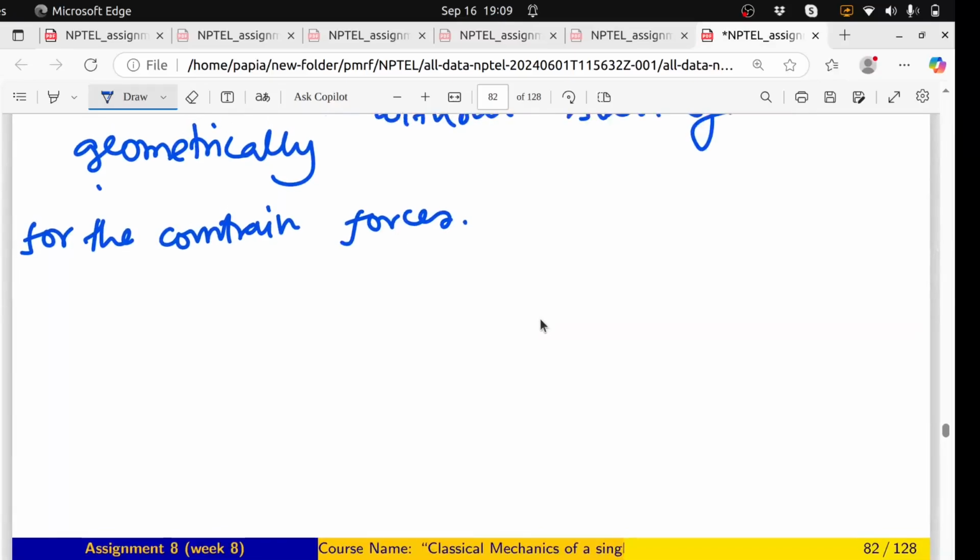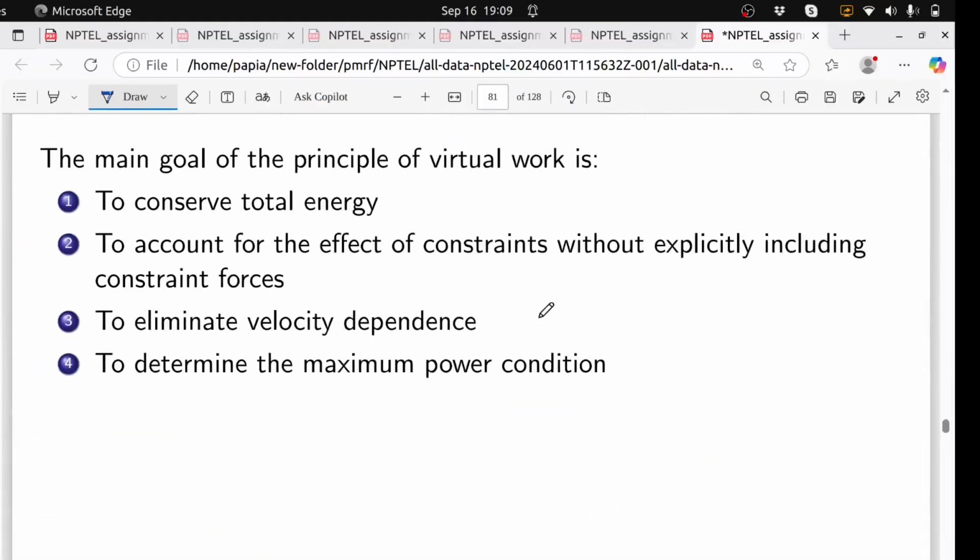That is the main aim, because we don't want to take care of the constraint forces in our equation of motion. So that's why we introduce the principle of virtual work. The main goal of the principle of virtual work is that it accounts for the constraints geometrically without solving for the constraint forces. So the correct option will be to account for the effect of constraints without explicitly including constraint forces. That is the correct option.